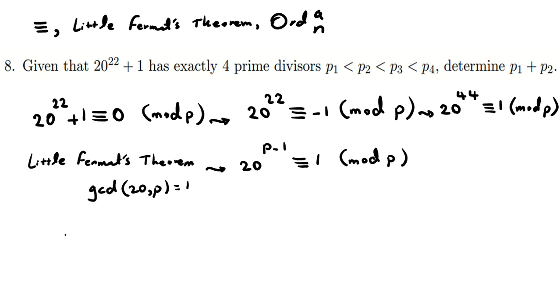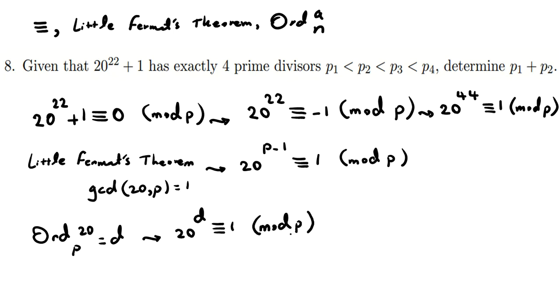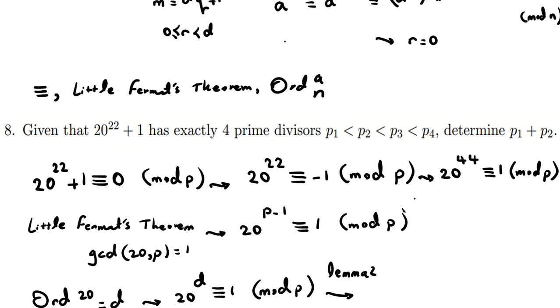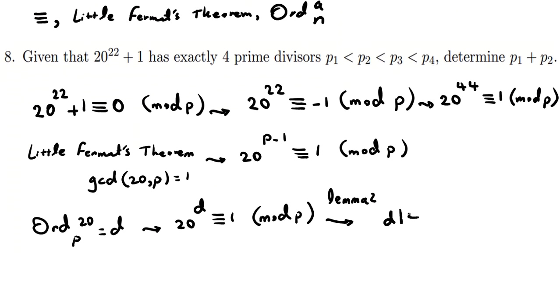Now we want to use order. Suppose the order of 20 mod P is D, and it's the minimum, so 20 to the power of D is congruent to 1 mod P. And now let's see, what can we conclude? Because 20 to the power of 44 is congruent to 1 mod P, and D is the minimum, by lemma 2 the order D divides 44. Where did we say that? Here: D divides M, any number. So the order D divides 44. So D is a divisor of 44.